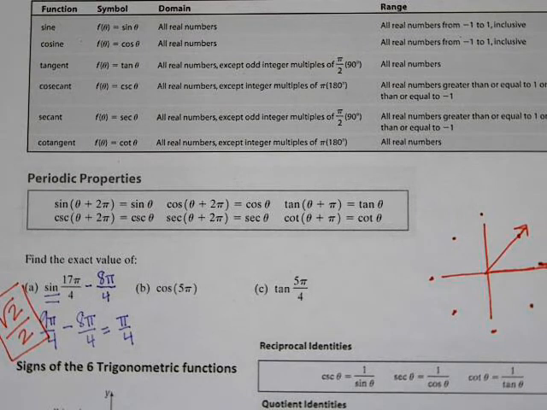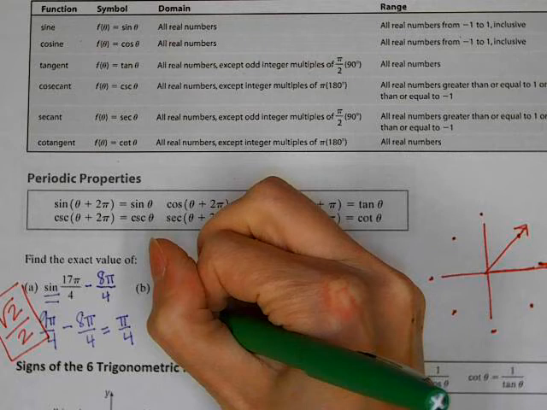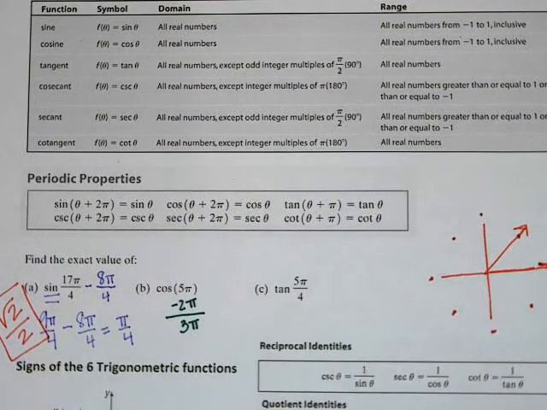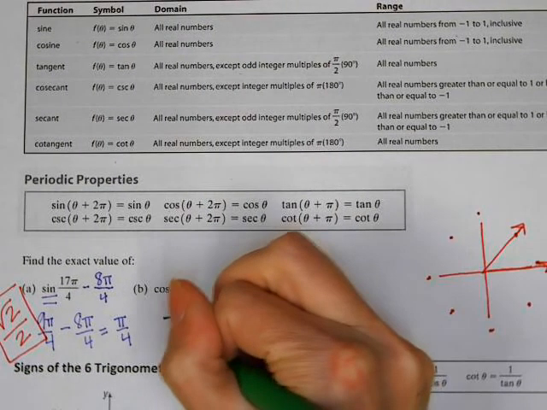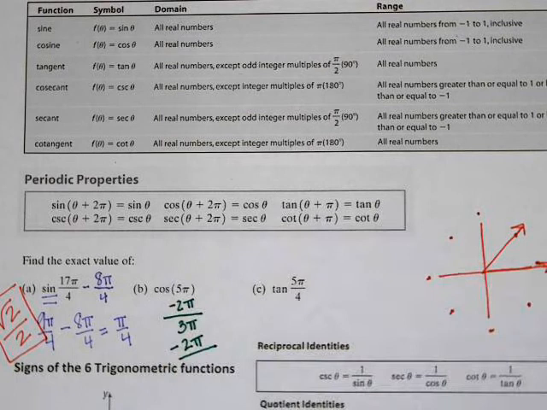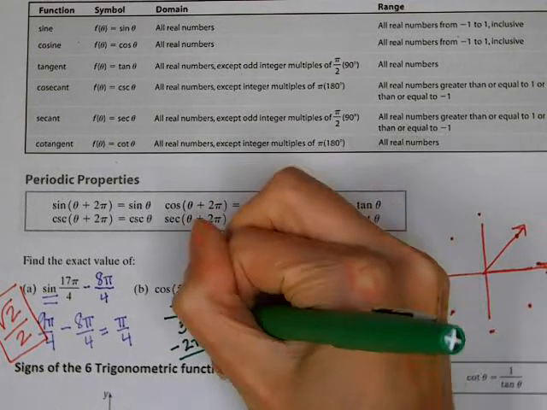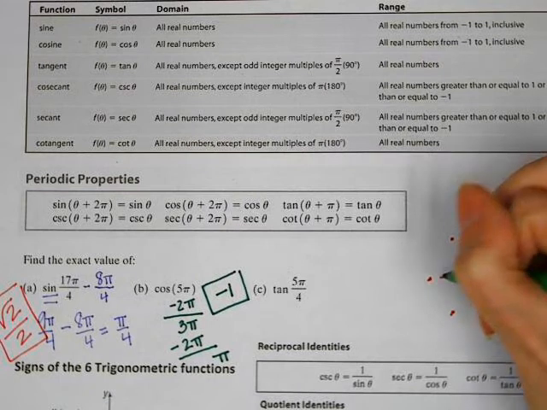Letter B, cosine of 5 pi. Again, it's past 1 cycle of the unit circle. So why don't we subtract 2 pi, and then we're at 3 pi, still too big for the unit circle. So let's subtract 2 pi again, and now we're at cosine of 1 pi. And that is on the unit circle, and cosine at pi is negative 1, because that would be right here.